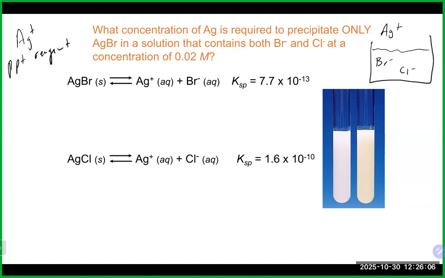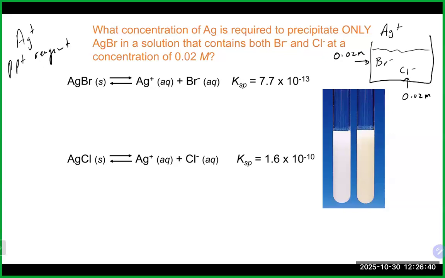Based on solubility rules, we know bromide and chloride are soluble in everything except for silver, lead, and mercury. So silver is going to cause a solid to form. Now, we want to make sure that we're able to add silver correctly to allow this to happen. The concentration of our ions here, both of them are 0.02 molar.